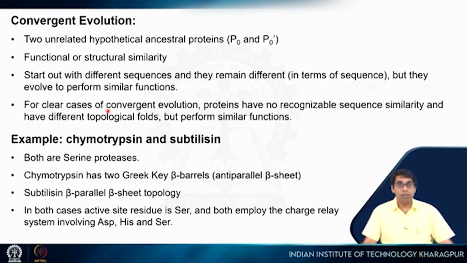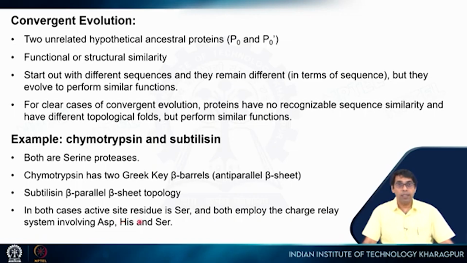So, for clear cases of convergent evolution, proteins have no recognizable sequence similarity and of course identity. Their structures will also be different, but they will perform similar function. So, at the protein level, a very good example will be that of chymotrypsin and subtilisin. Both are proteases, both are serine proteases. Chymotrypsin has two Greek key beta barrels. So, that is its structural topology, whereas subtilisin has a parallel beta sheet topology.